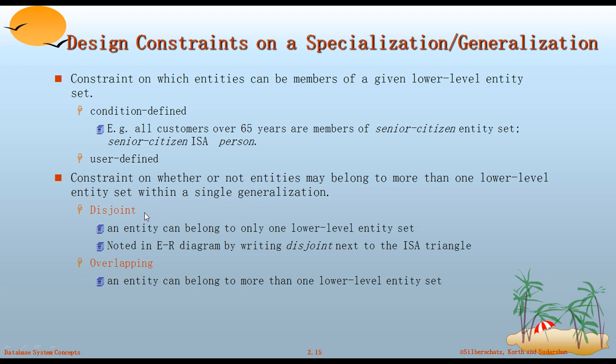generalization. Disjoint: an entity can belong to only one lower level entity set, noted in the diagram by writing disjoint next to a triangle. Overlapping: an entity can belong to more than one lower level entity set.